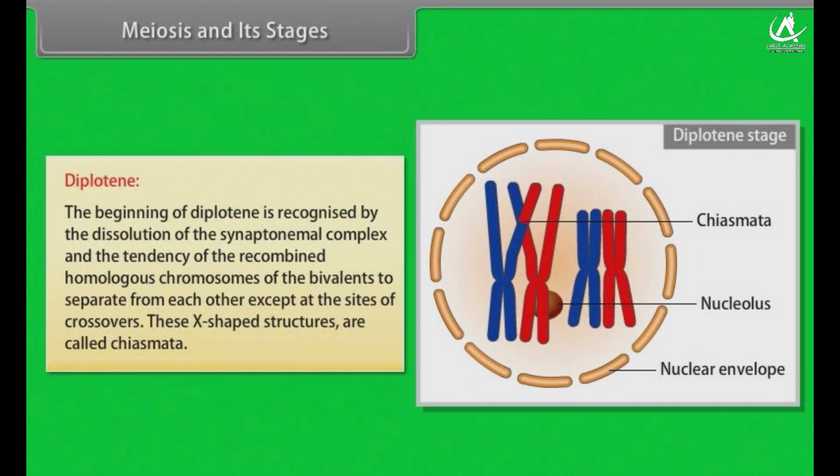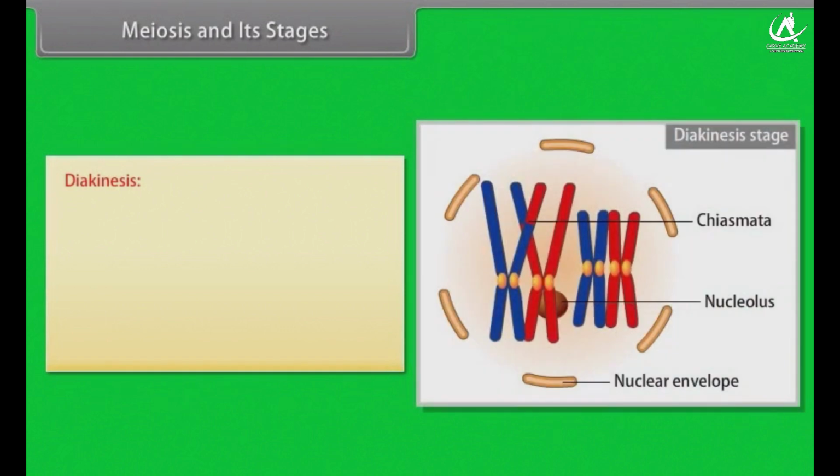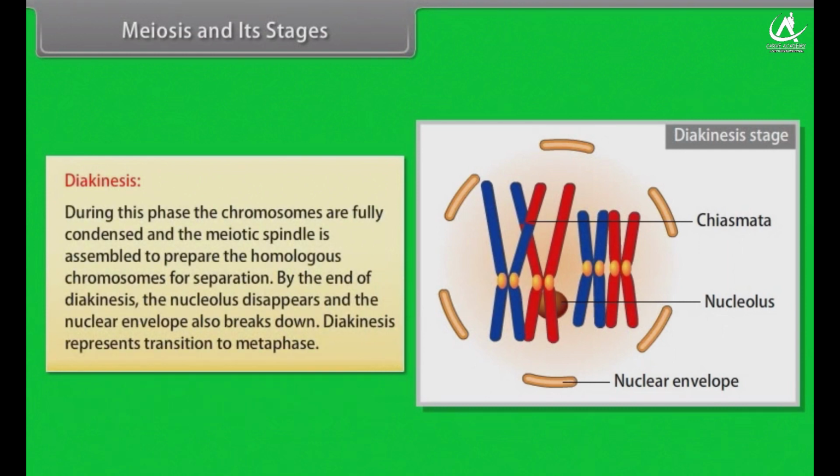The final stage of meiotic prophase 1 is diakinesis. This is marked by terminalization of chiasmata. During this phase, the chromosomes are fully condensed and the meiotic spindle is assembled to prepare the homologous chromosomes for separation. By the end of diakinesis, the nucleolus disappears and the nuclear envelope also breaks down. Diakinesis represents the transition to metaphase.